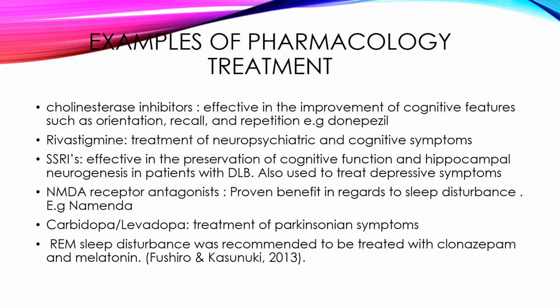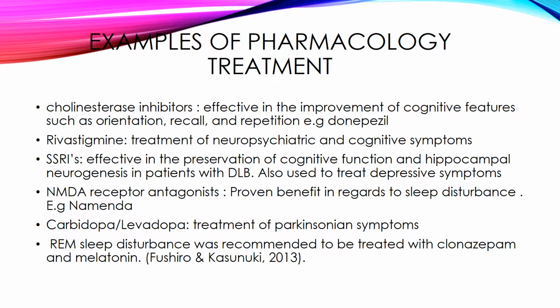Examples of pharmacological treatment that I use, one of them is donepezil, which is a cholinesterase inhibitor. It is known to be effective in improving cognitive features such as orientation, recall, and repetition. Another example would be rivastigmine, used for the same thing, treatment of neuropsychiatric and cognitive symptoms. SSRIs, we use in treating depression. Sometimes some of these patients will have depression, so it's also used for that, and also for the preservation of cognitive function and hippocampal neurogenesis in these patients.